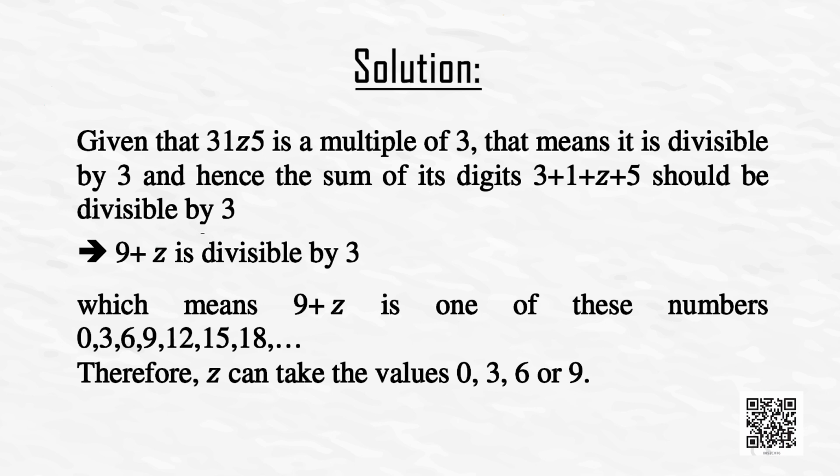This implies 9 plus Z is divisible by 3, which means 9 plus Z is one of these numbers 0, 3, 6, 9, 12, 15, 18 and so on. Make a note that Z is a digit, it is a number between 0 and 9. So, this means that Z can take the values 0, 3, 6 or 9.